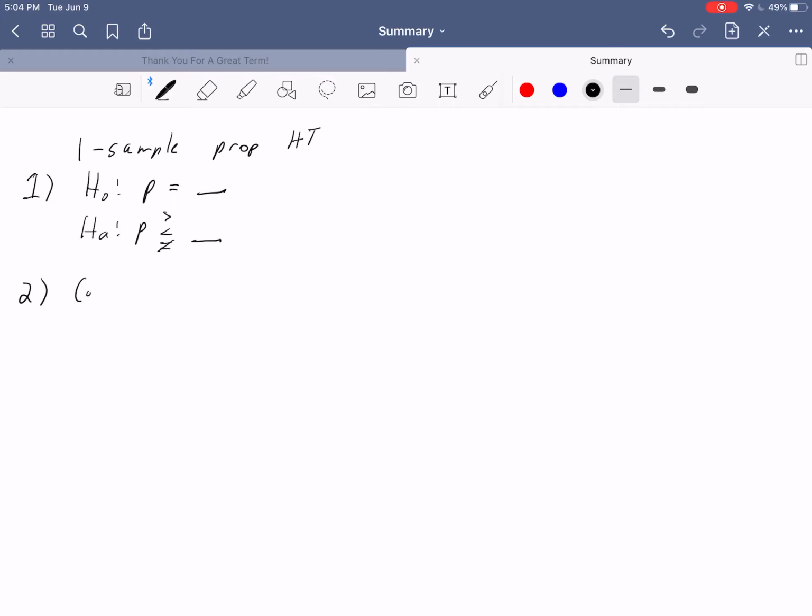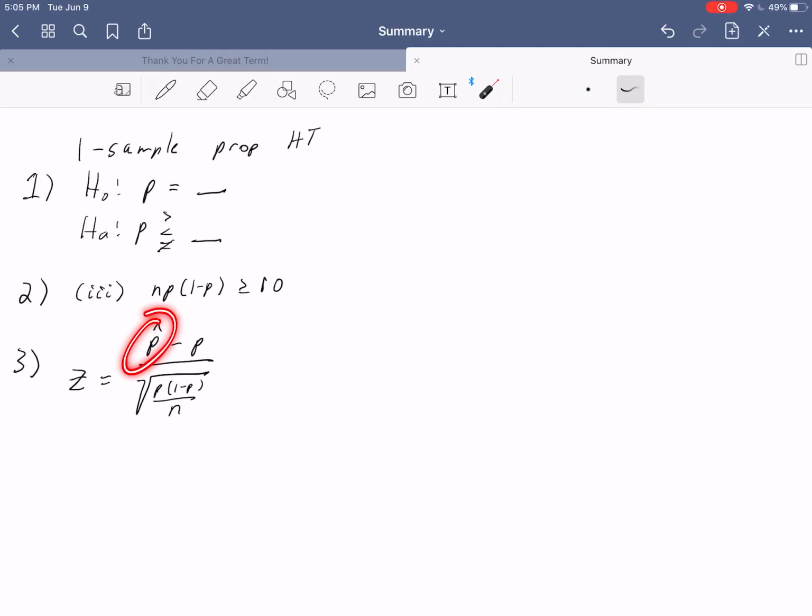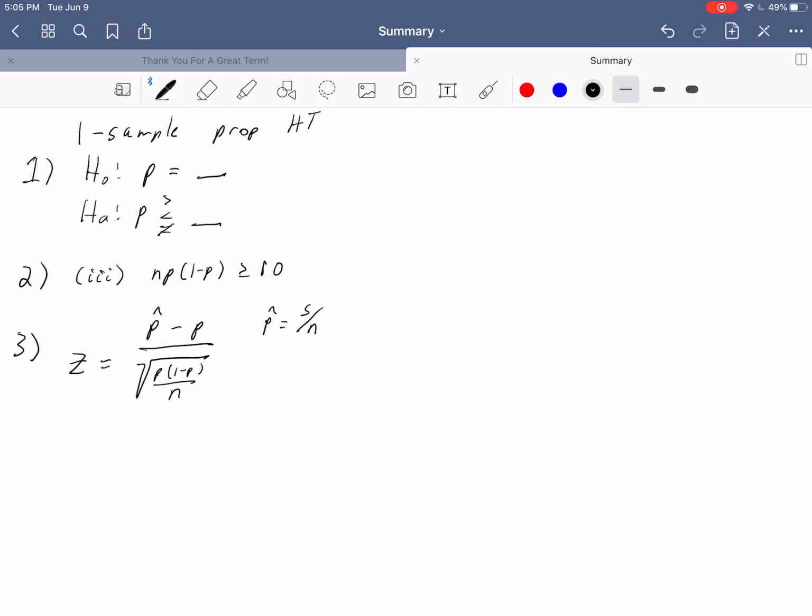For step 2, the only condition we have to worry about that's different from each one is condition 3. Remember, this is where we check NP and N(1 minus P) are greater than or equal to 10. For step 3, it'll be a Z test statistic, and it's P hat minus P over the square root of P(1 minus P) over N. Only thing we should probably note here is a reminder of how we calculate P hat. Remember, P hat is the number of successes divided by the sample size.